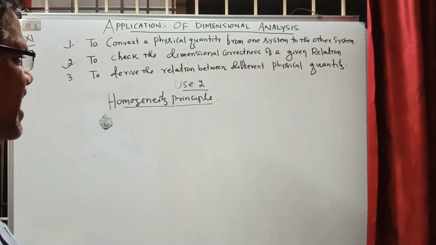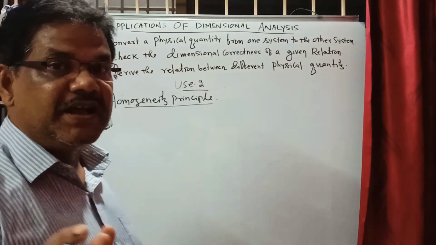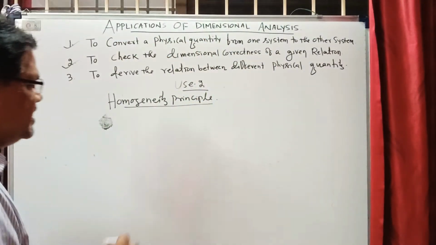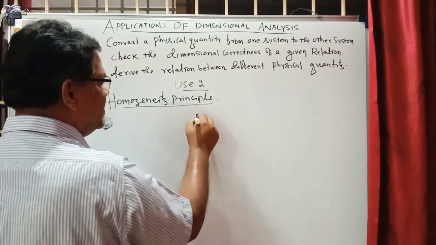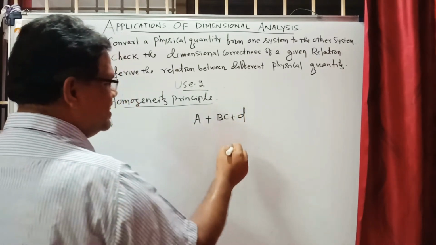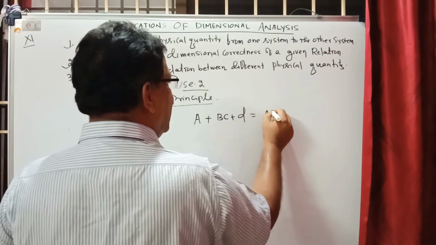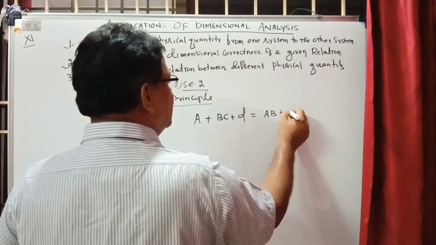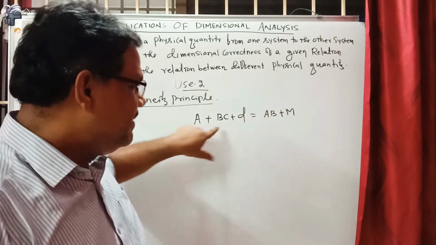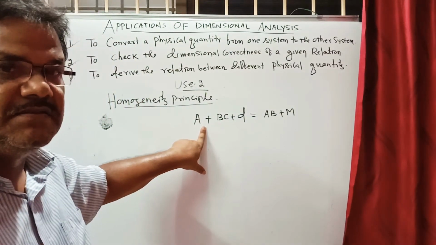The homogeneity principle tells that if you have a relation, the dimensional formula of all the terms of a correct relation on either side is the same. That means, suppose you take the relation as A plus BC plus D equal to AB plus N, like that. If this relation is the correct one, the dimensional formula of all the terms must be the same.